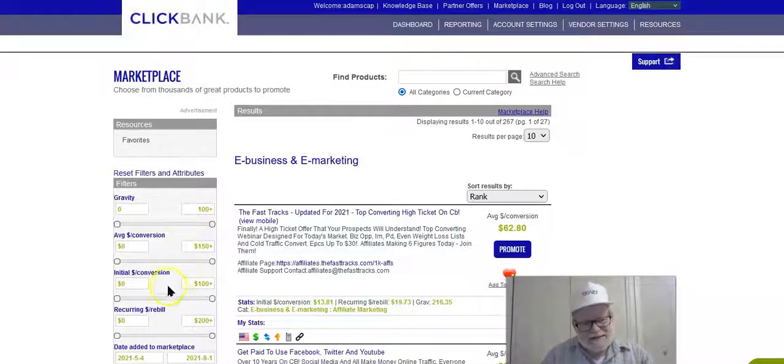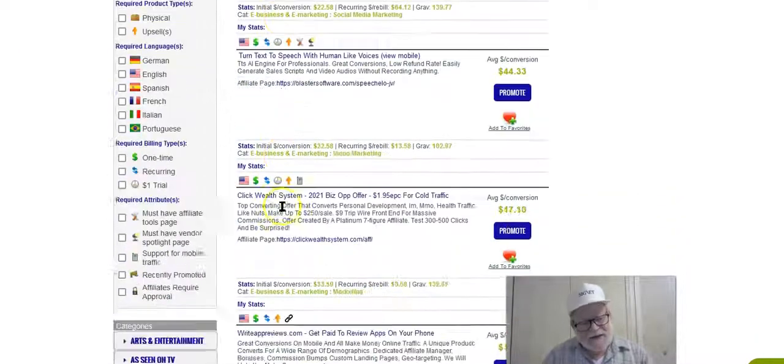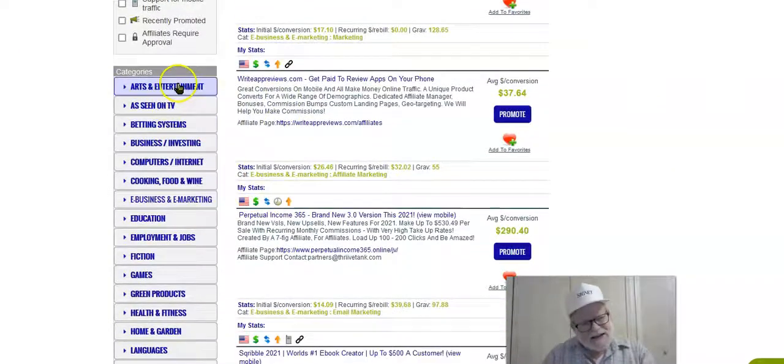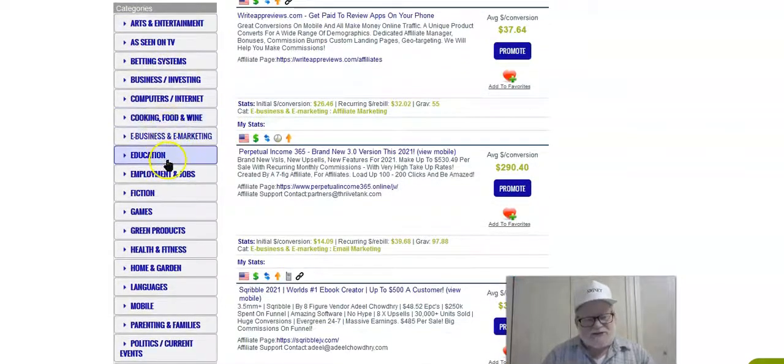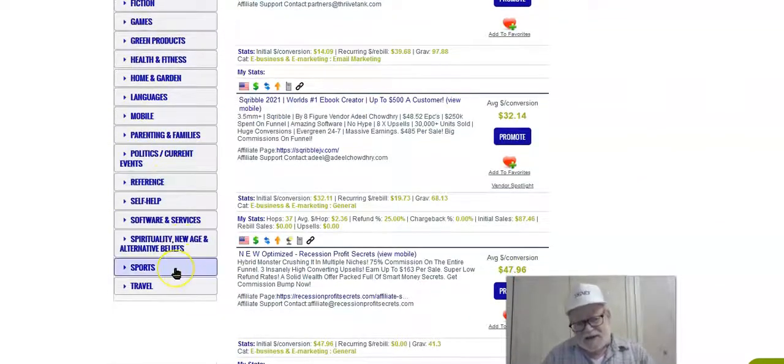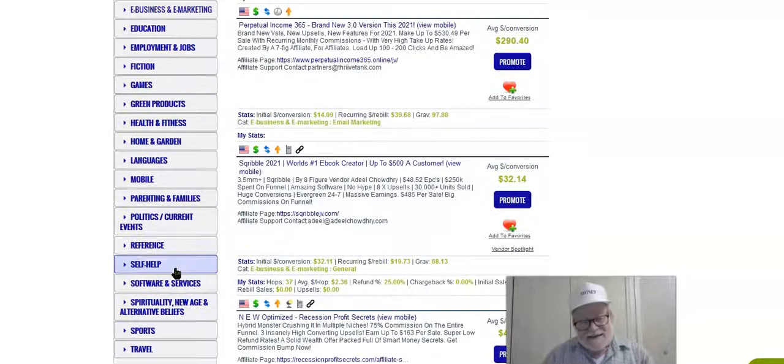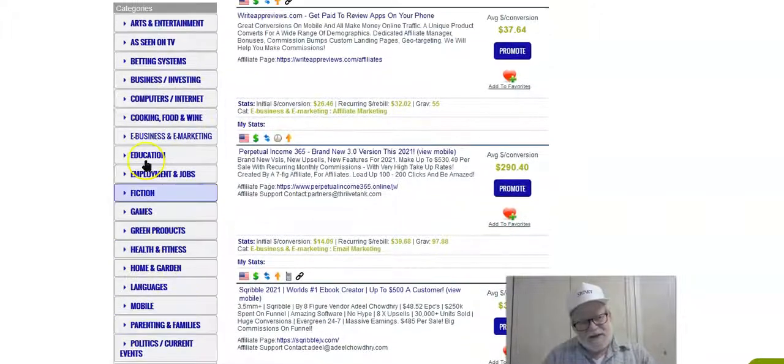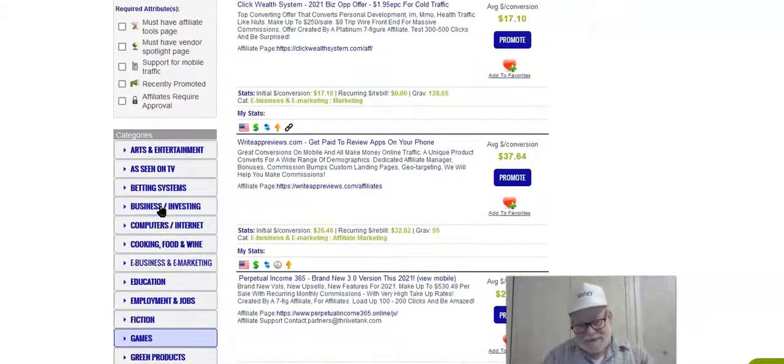Now, when you first get into Clickbank, into the marketplace, which is what we're looking at right now, on the left-hand side, you've got all the categories that you can find products to market. And Clickbank literally has thousands upon thousands of products. And you can look through these categories and you can see that for just about any category you can think of, you can find some products in Clickbank.